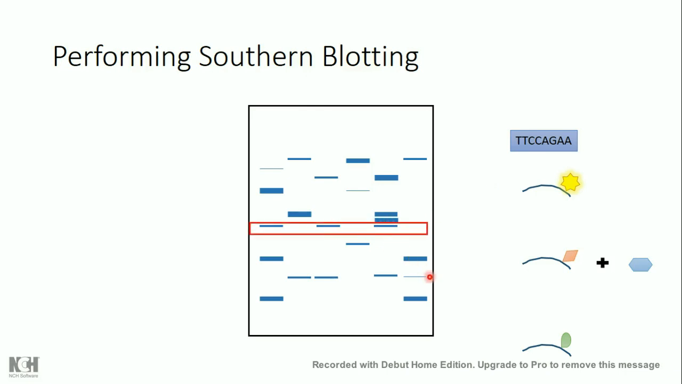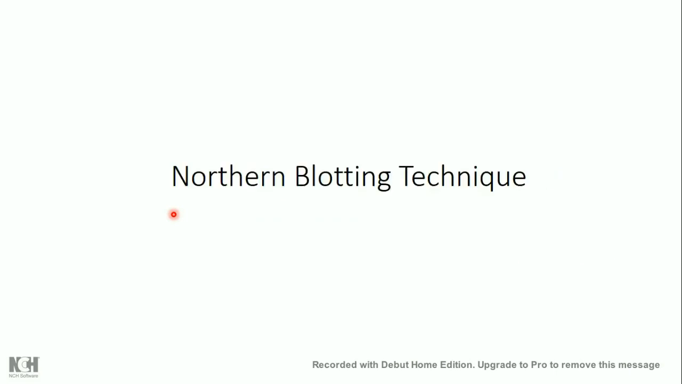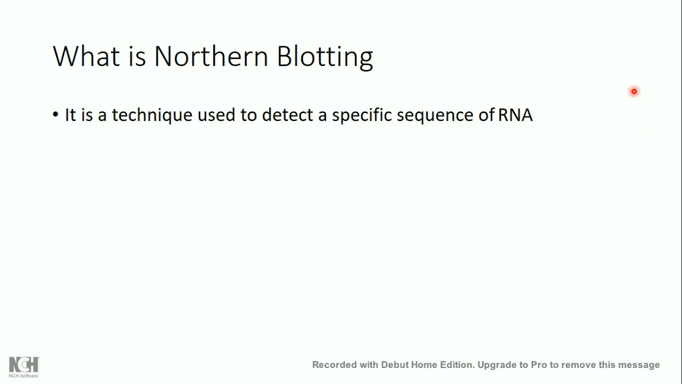And then I can visualize the membrane in a dark chamber, and I can see the sequence I have. So I can say, yes, I have this gene in this sample, but I don't have it in this sample. So I can see in which sample I have this gene and in which sample I don't. So this is southern blotting. Now let's speak about northern blotting. Northern blotting is very similar to southern blotting, but it's used to detect RNA.